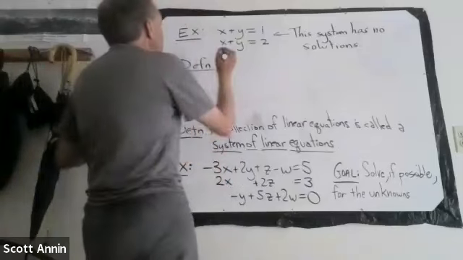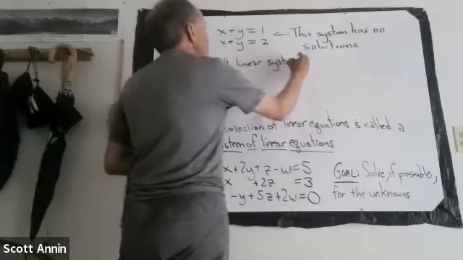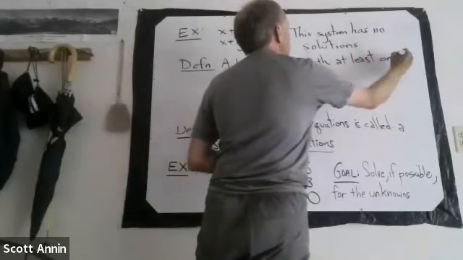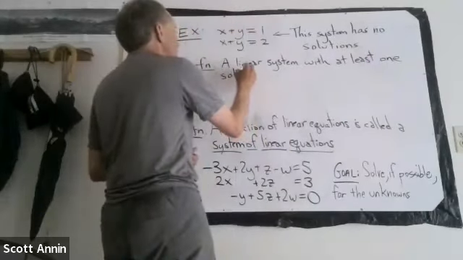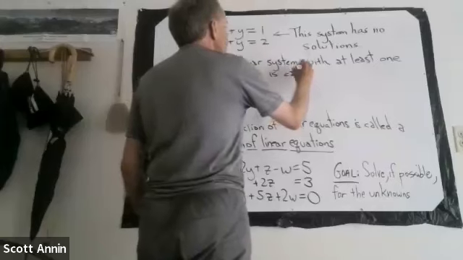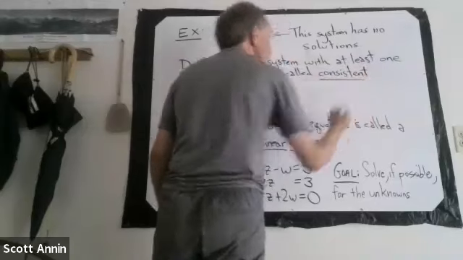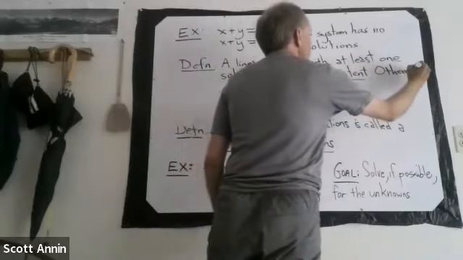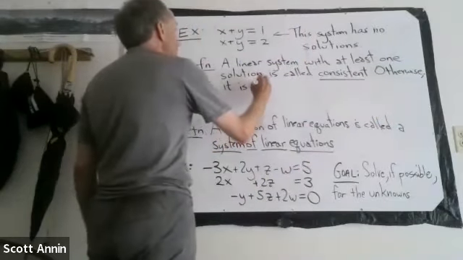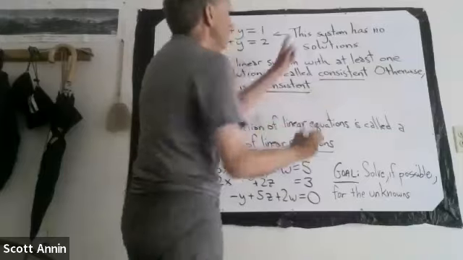But the idea is that a linear system with at least one solution is called consistent. Otherwise, if it has no solutions, it is inconsistent. So inconsistent just means no solutions.